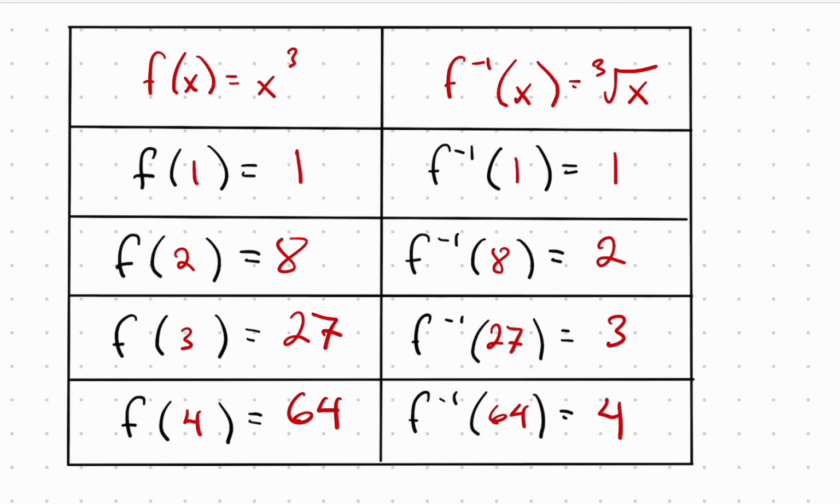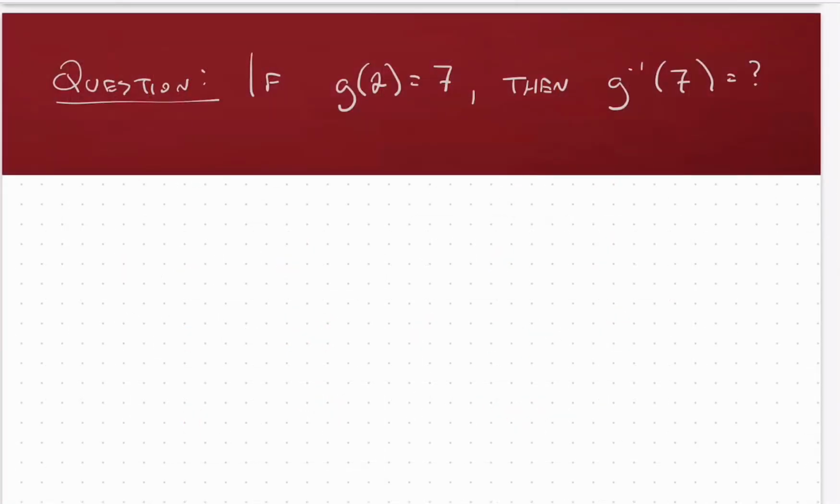Notice the domain and the range are indeed swapped. On the left here for f of 2, f of 2 is equal to 8. The f inverse of 8 is equal to 2. So the domain and the range have been swapped for f and f inverse. Now use what you've learned about inverse functions. If g of 2 is equal to 7, then what is g inverse of 7?